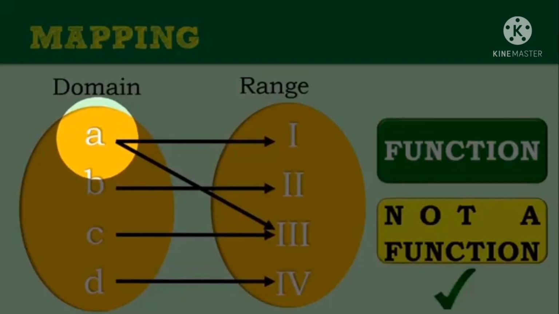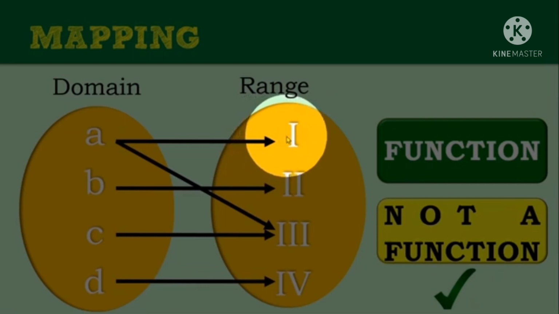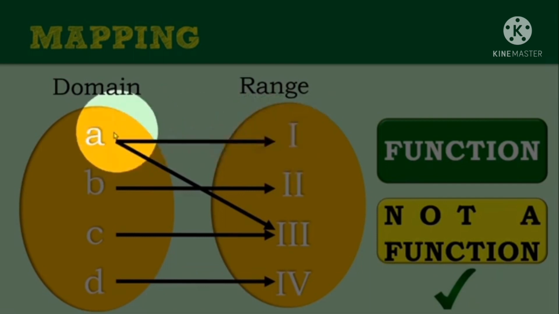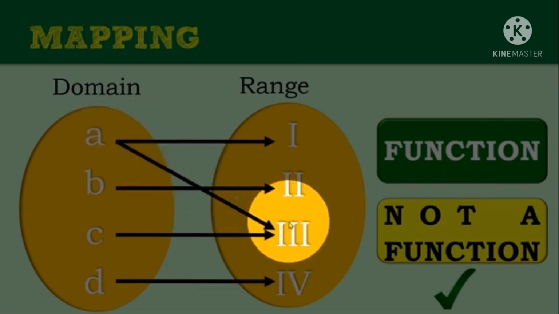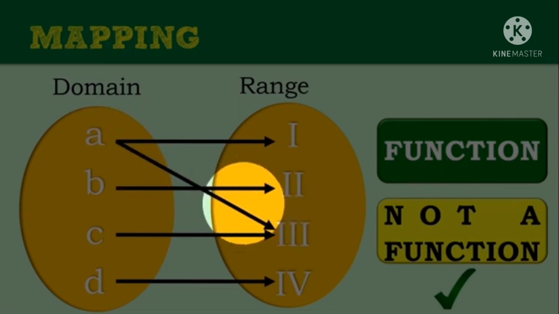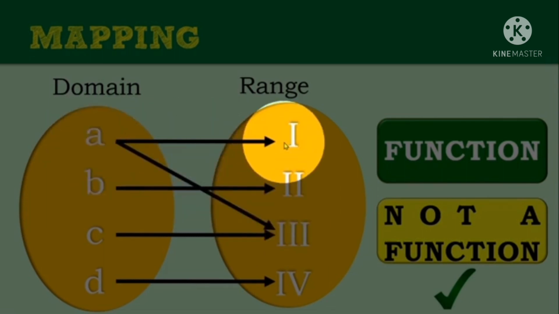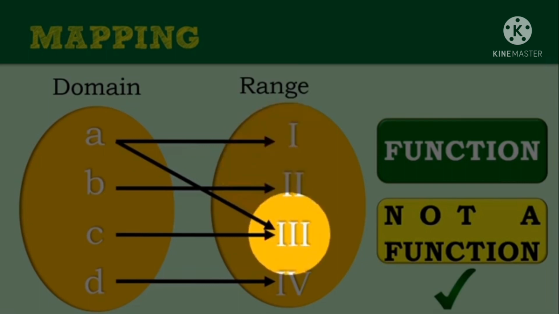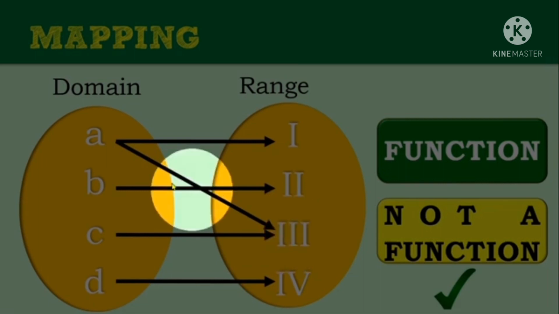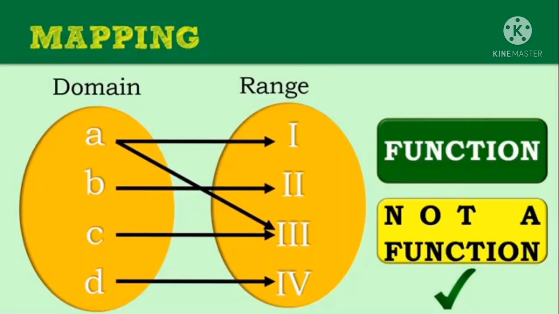Here, that's our domain, A. It's being paired to Roman numeral 1 in the range. At the same time, the same element in the domain is being paired to Roman numeral 3. Now that means this element in the domain has two outputs, 1 and 3. Which is clearly a violation of the definition of our function, right? Therefore, basing on that element, this example is not a function. I hope I made that clear. A is being paired to two values in our range.